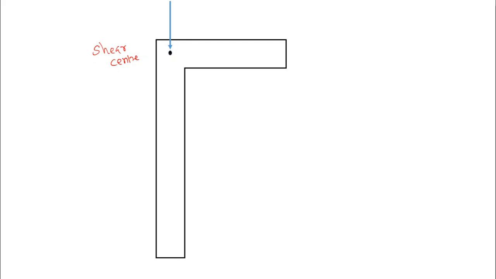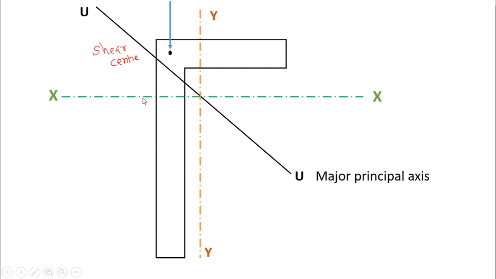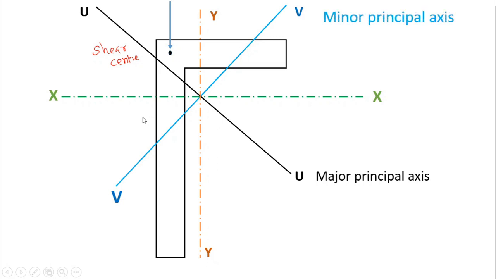Okay. Now this is your central x-axis for this angle section. This is the central y-axis of the angle section, right? Now this is the major principal axis, and this is the minor principal axis, right? Now you see your applied load P or W per meter is inclined with respect to the major principal plane or minor principal plane. That is why this will produce unsymmetrical bending.